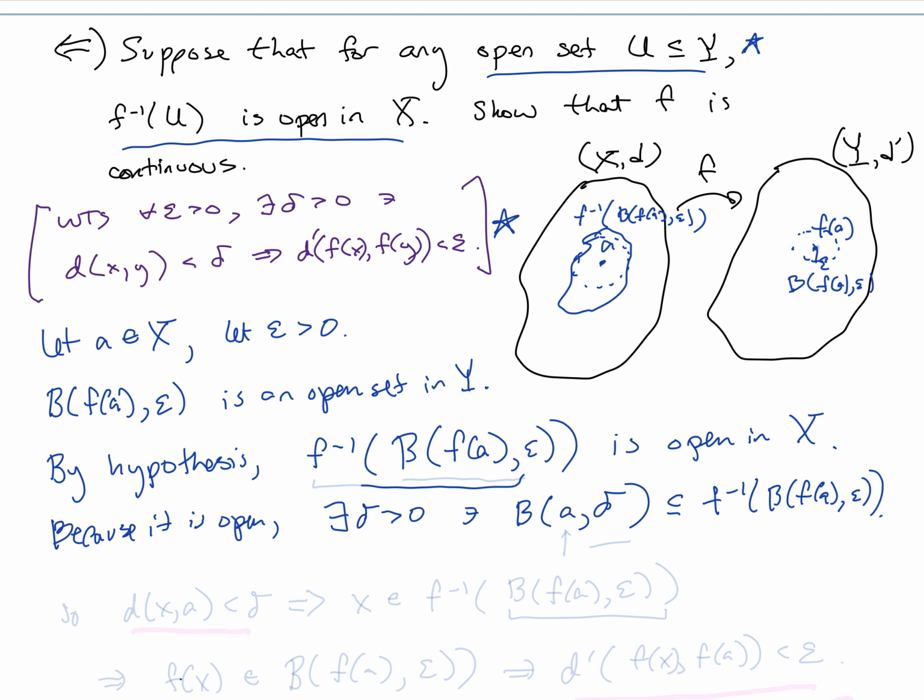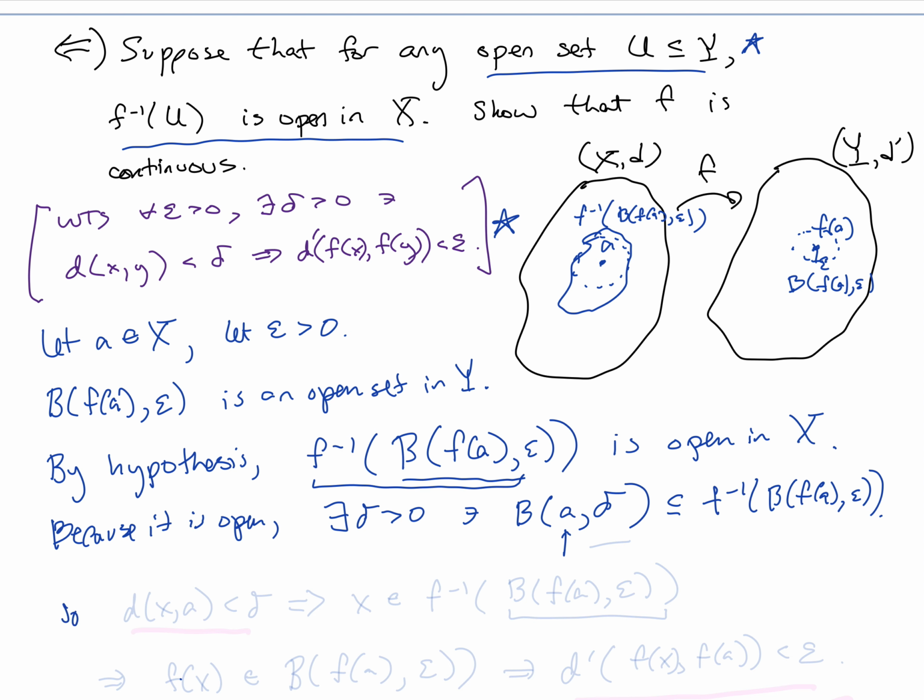How do we know? It's one of the equivalent definitions of being an open set. We know that A is an element of this set because f of A is in here. So because f of A is in this set, that means that A must be in f inverse of that set.